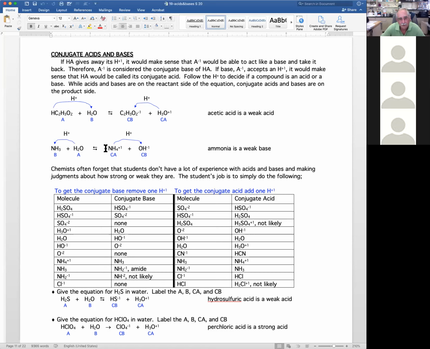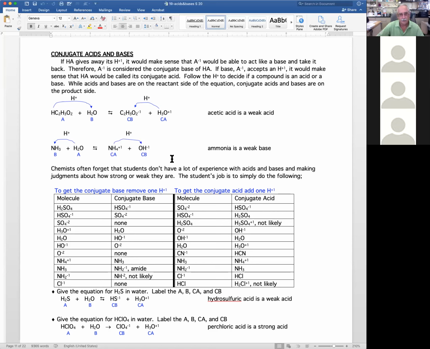So what if these were going to go back and form the original reactants? Which one is the acid? Well, certainly not this one. So this one is the acid. To get backwards, to get those reactants, I would have to have the H plus go from here to the hydroxide, making this the conjugate acid and this the conjugate base.